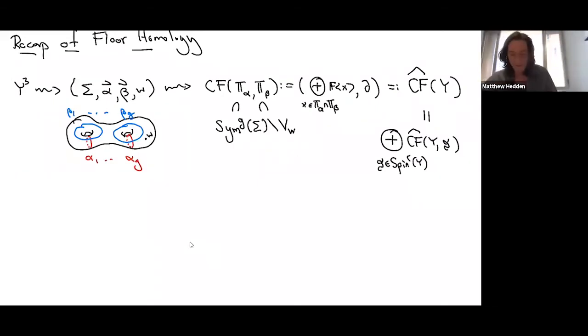And perhaps miraculously, this is a chain complex, and moreover, its homology is an invariant of the three manifold, or of the spin C 3 manifold when you think about the splitting. So for those new to spin C structures, you can always just think of these as second cohomology classes. There's a non-canonical bijection between them.